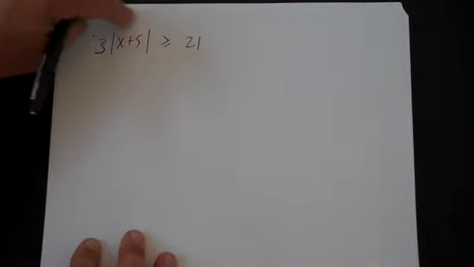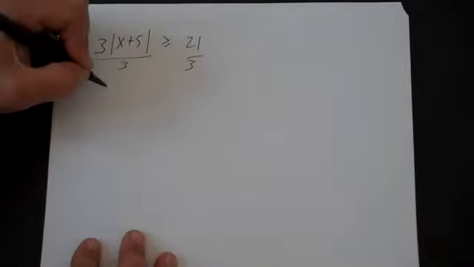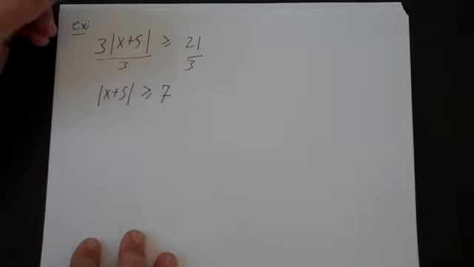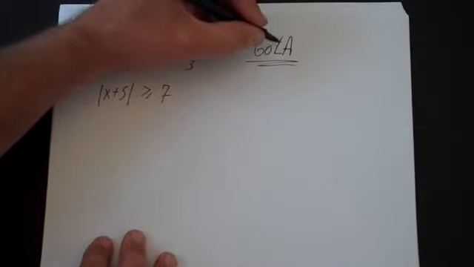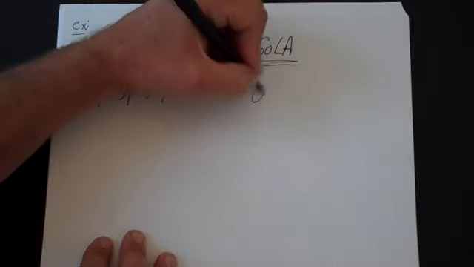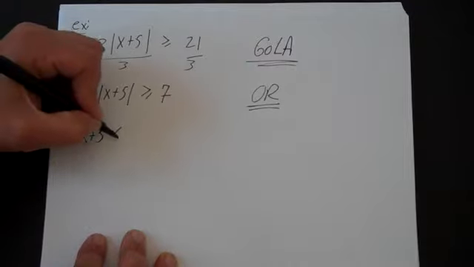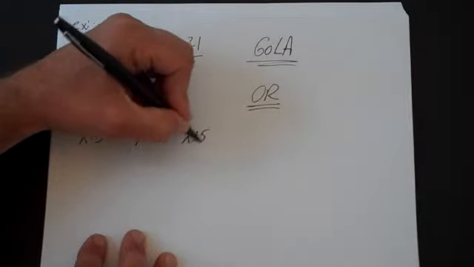Let's do 3 absolute value of x plus 5 greater than or equal to 21. First step is you're going to isolate the absolute value term. There's nothing to add to both sides, but we can divide both sides by 3. We have absolute value of x plus 5 greater than or equal to 7. This is a greater than, so is it OR or AND? Greater OR, less AND. This is greater, so this is going to be an OR problem. So that means x plus 5 is going to be less than or equal to minus 7, or x plus 5 is going to be greater than or equal to 7.